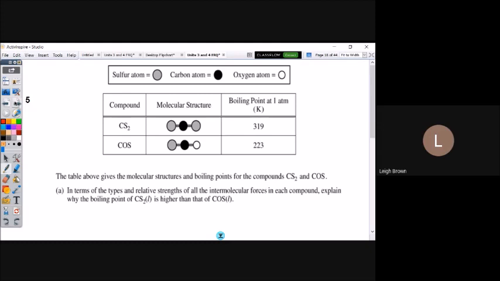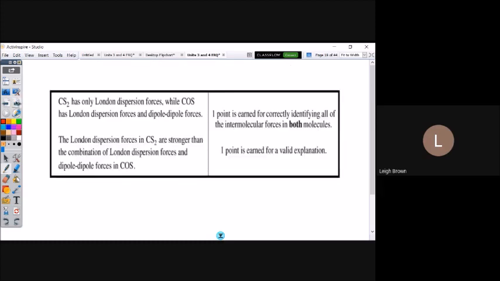Okay, so what we're looking for here is the different types of IMFs in each compound and the reason, and they told you that the boiling point of CS2 is higher than COS. So that's really, why are we seeing this difference in boiling point? So, see how you did. You should have realized that CS2, since it's linear and nonpolar, it's symmetrical, it only has LDFs. So that's what we're looking for there. And COS has two types of IMFs, London dispersion forces and dipole-dipole forces. Having those specifics gives you 1 point.